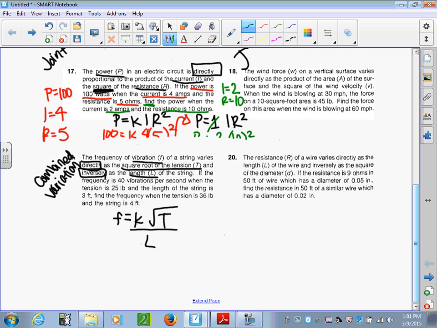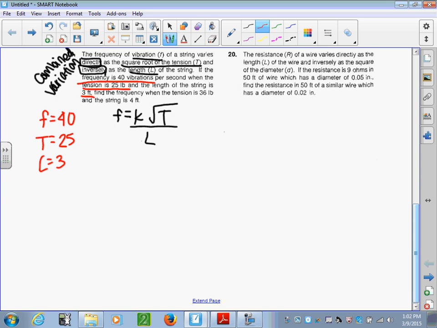If the frequency is 40 vibrations per second, so f is 40, when the tension is 25, so tension equals 25, and the length of the string is 3, so length equals 3. Find the frequency when the tension, again, we won't go there yet, but let's find our constant of variation, then we'll come back and find what it's telling us to find. I'm going to just plug these in.